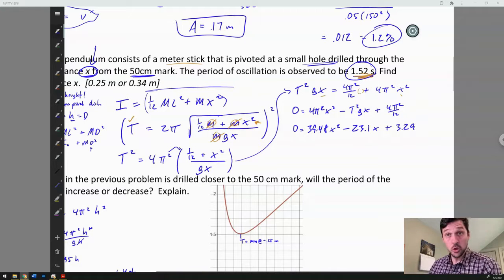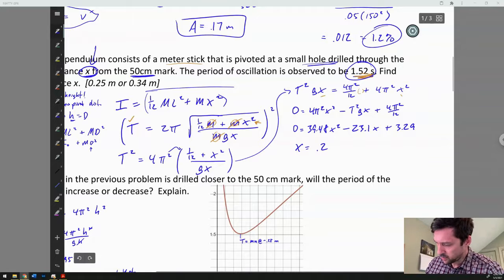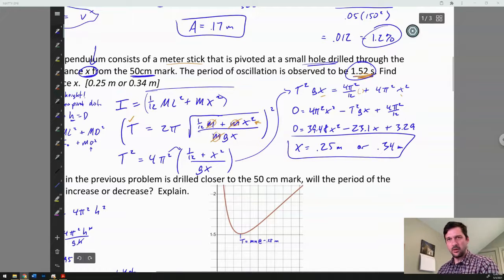39.48. 2,000 years later. And I get 2 positive roots, 2 positive answers. x could either be 0.25 meters or 0.34 meters, which, how could there conceivably be 2 positive answers?